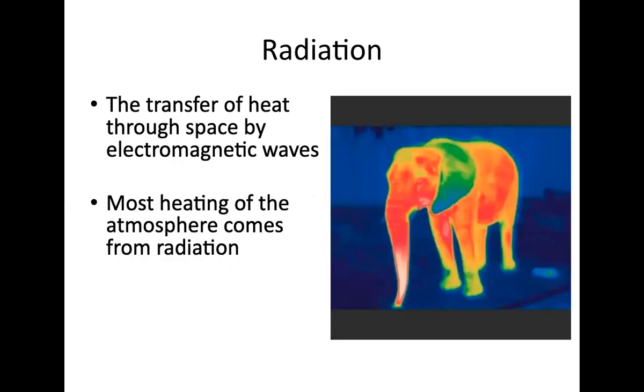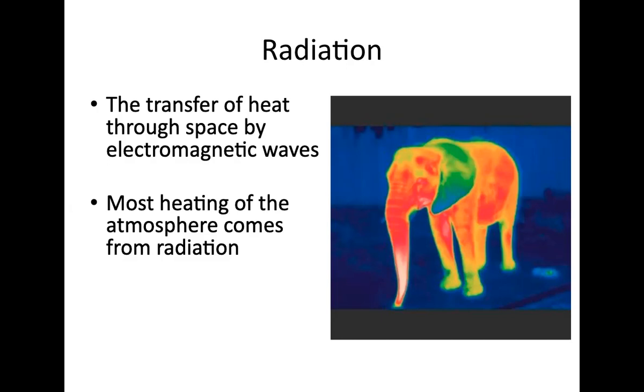The last type is radiation. We've already seen this when we talk about the sun, right? So it's the transfer of heat through space by electromagnetic waves. When we talked about the electromagnetic spectrum, there were a variety on there: radio waves, X-rays, UV, gamma, infrared. That is what we're talking about when we talk radiation. Most heating of the atmosphere actually comes from radiation because we are using waves, rays, okay?